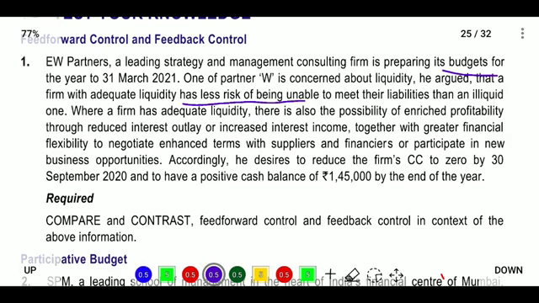Next, where the firm has adequate liquidity, there is also the possibility of enhanced profitability through reduced interest outlay or increased interest income, together with greater financial flexibility to negotiate enhanced terms with suppliers and financiers or participate in new business opportunities. According to W, what are the new desires?